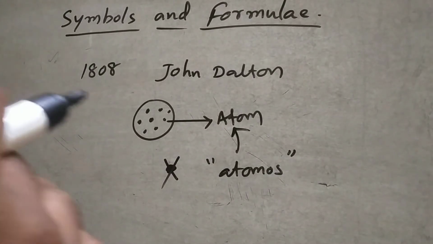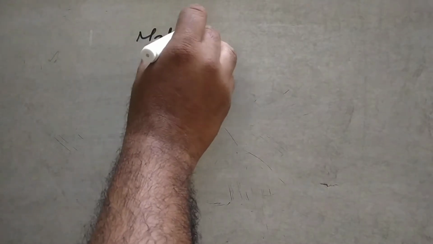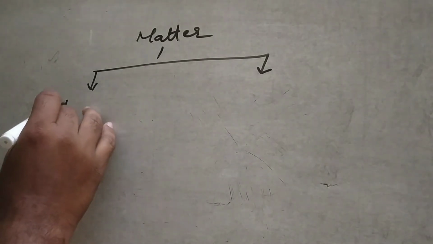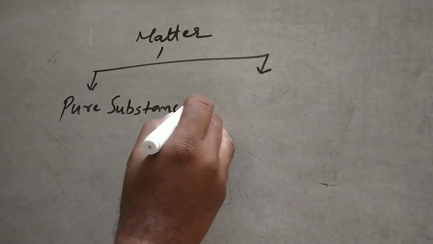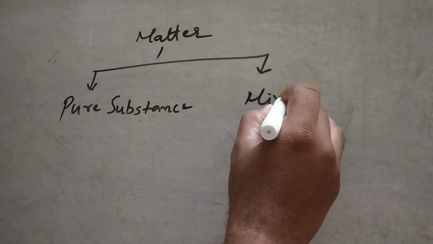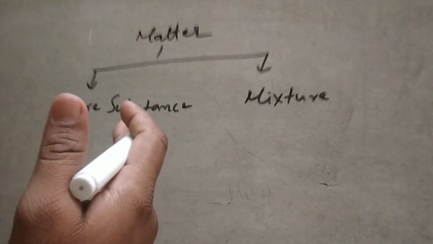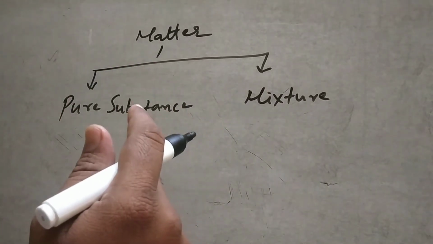Anyway, matter is classified into two types. What are they? One is pure substance and the other is mixture. What do you mean by pure substance? A pure substance is homogeneous in nature and contains only one kind of particles.